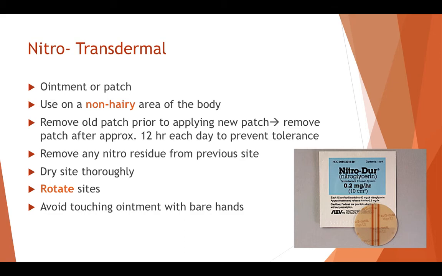Transdermal nitro can come in an ointment or patch, used on a non-hairy area of the body. For the ointment, you're going to apply the correct amount on a dose-measuring paper. It's going to say an inch, half an inch, and you use the special paper to measure the exact dose, and then you place the paper with the ointment on a hairless area of the body. For the patch, you need to remember to remove the old patch prior to applying the new patch, and again, remove the patch after approximately 12 hours each day to prevent nitro tolerance. Remove any residue from the previous sites. Remember to rotate sites and don't touch it with your bare hands.